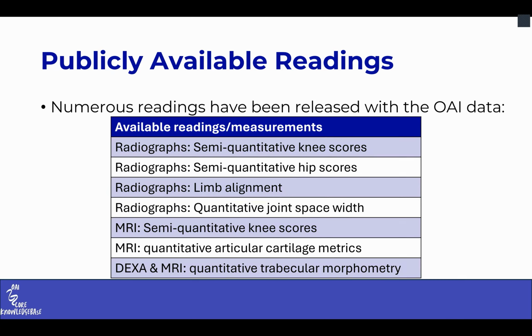In addition to the raw images, there is an array of publicly available readings. These include semi-quantitative radiographic assessments of knee and hips, radiographic assessment of limb alignment, including femoral tibial angle and hip knee ankle angle. Radiographs were also assessed for quantitative joint space width at fixed locations. The MRIs have been read for some individuals using semi-quantitative knee scores, such as MOAKS, and quantitatively assessed for articular cartilage metrics. Some of the individuals who had DEXA scans also had quantitative trabecular morphometry completed.